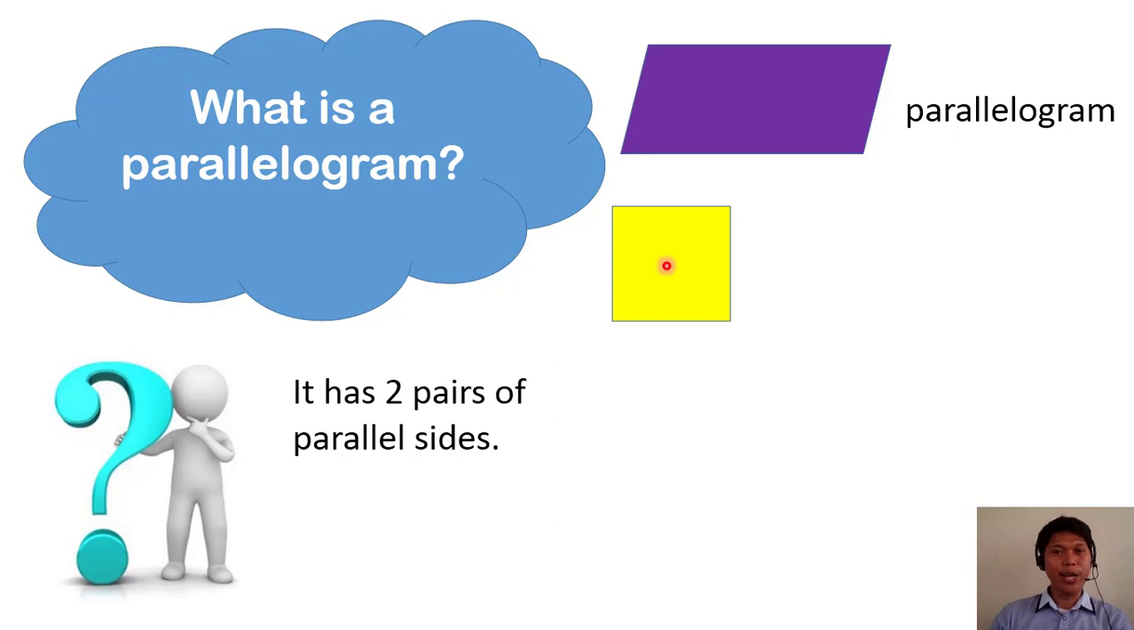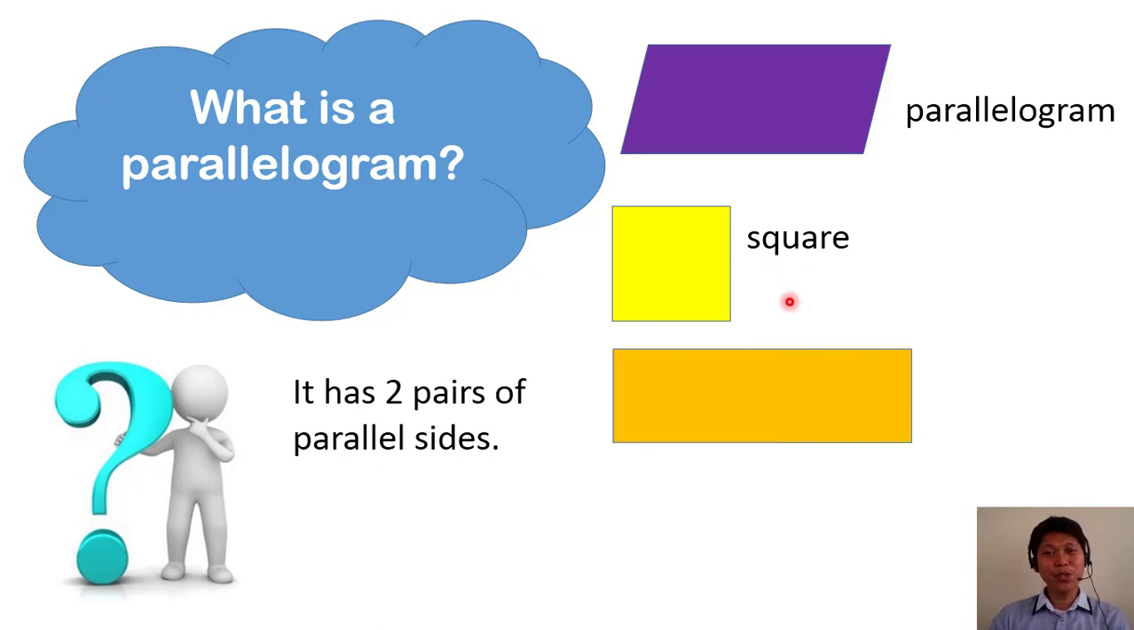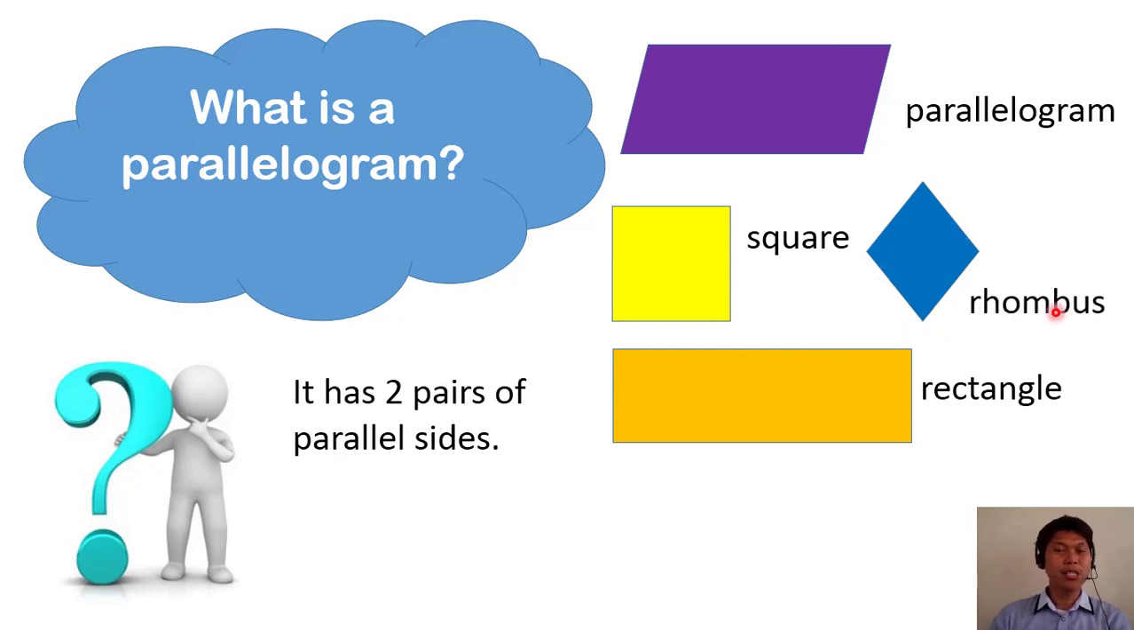However, this one is a square. Okay, this square has also two pairs of parallel sides. We have 1 and 2. It means that a square is also a parallelogram. The same is true with a rectangle. There are two pairs of parallel sides, and a rectangle is also a parallelogram. And so with a rhombus, because these pairs of sides are parallel. It means a rhombus also is a parallelogram.